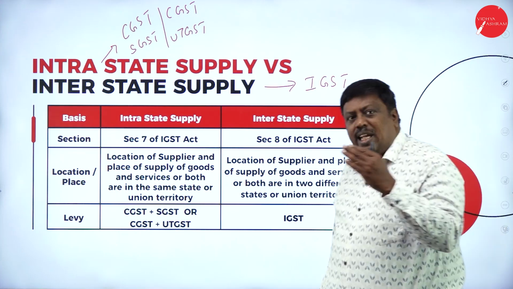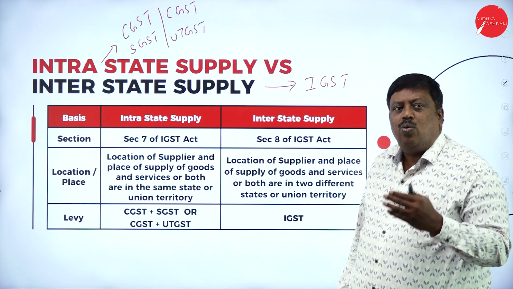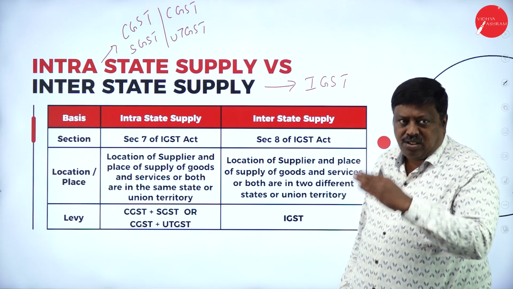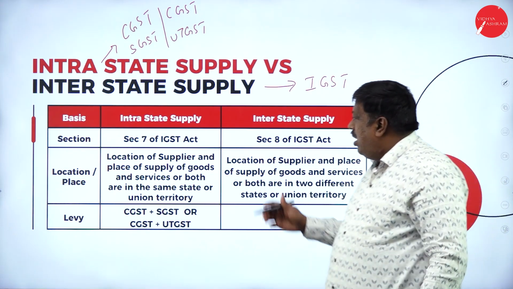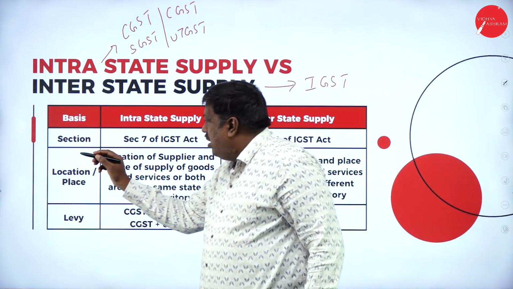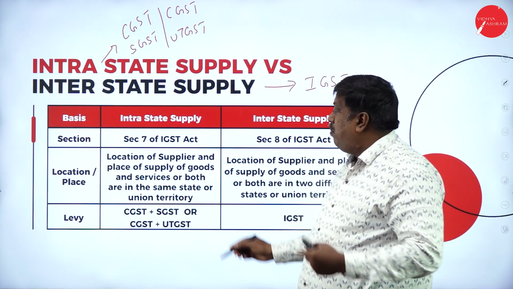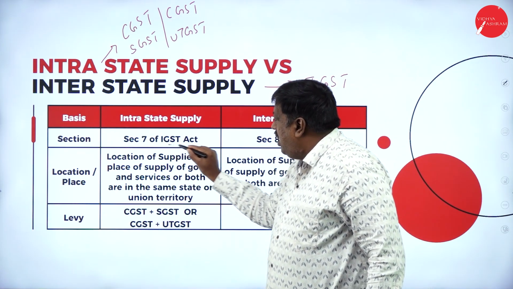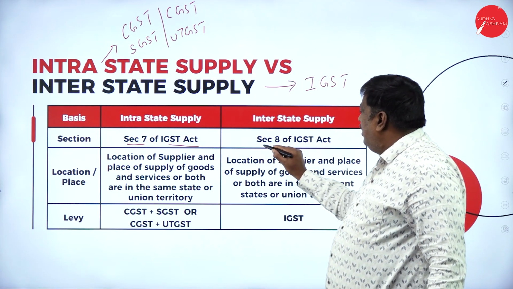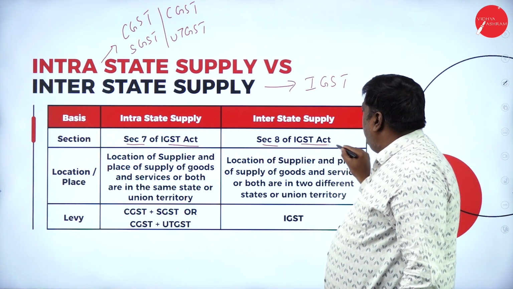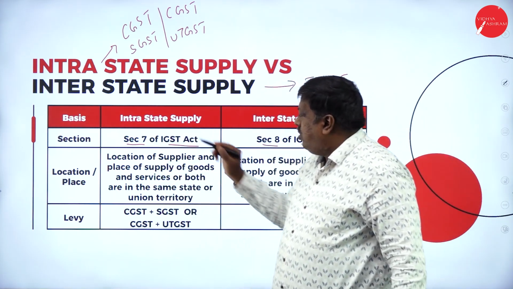So what are intrastate supply and interstate supply? Intrastate supply means goods which have been sold within the state. Interstate means goods which have been sold outside the state. Which section tells us about these? In the IGST Act, section 7 defines intrastate supply, and section 8 defines interstate supply.